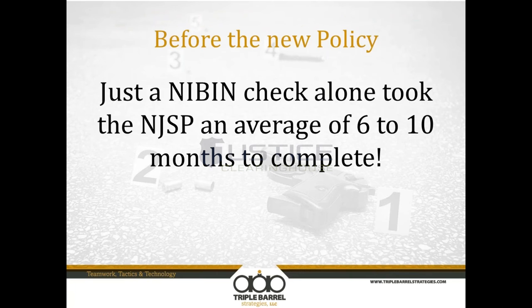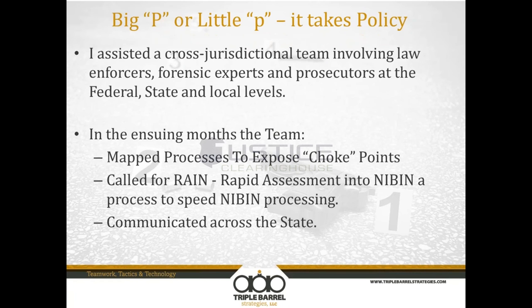Before the new policy took place, just a NIBIN check alone took an average of 6 to 10 months to complete. Timeliness is key. I was able to assist a cross-jurisdictional team involving law enforcers, forensic experts, and prosecutors at the federal, state, and local levels in New Jersey to help them map their processes, identify choke points, and eliminate those choke points. They came up with a program called RAIN, Rapid Assessment into NIBIN, a process designed to speed the use of NIBIN.